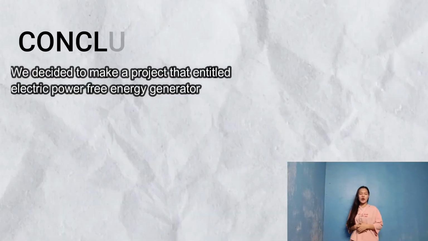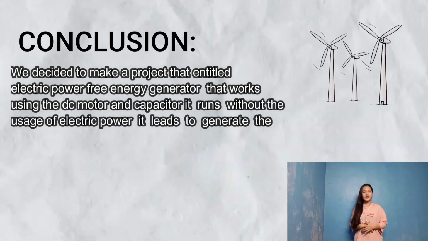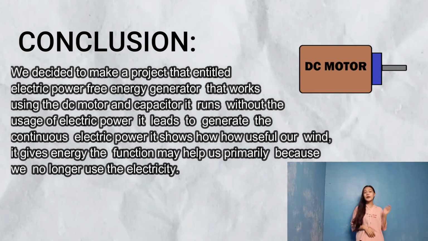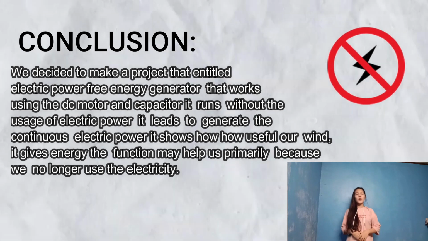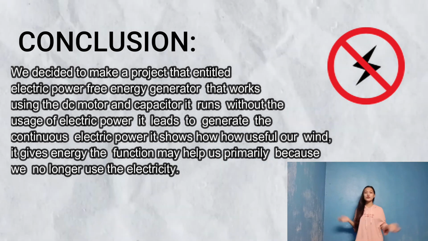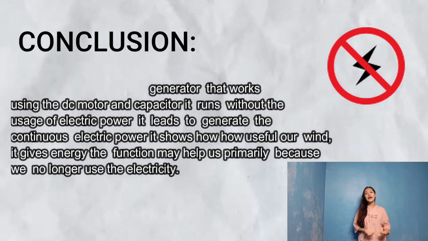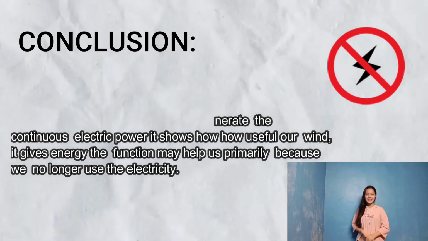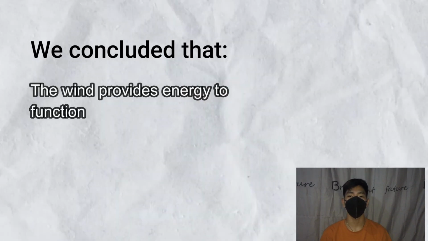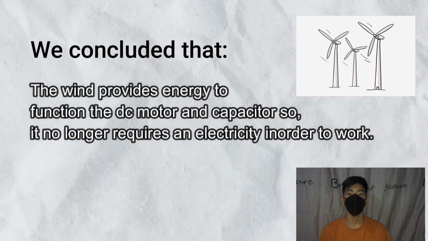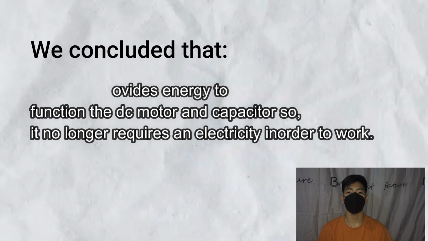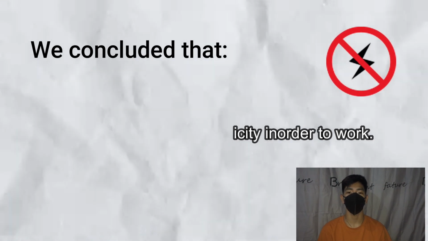We decided to make a project entitled Electric Power Free Energy Generator that works using a DC motor and capacitor. It runs without the usage of electric power. It leads to generating continuous electric power. It shows how useful the wind is. It gives energy, and the function may help us primarily because we no longer use electricity. We concluded that the wind provides energy to function the DC motor and capacitor, so it no longer requires electricity in order to work.